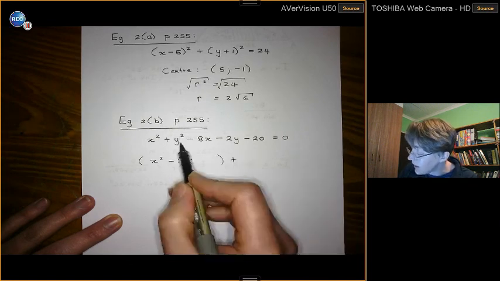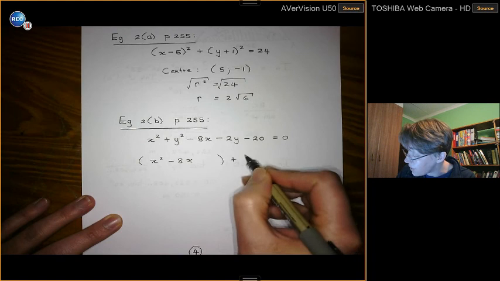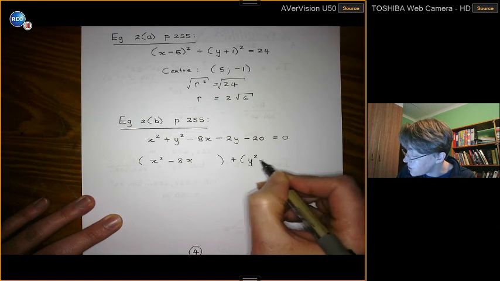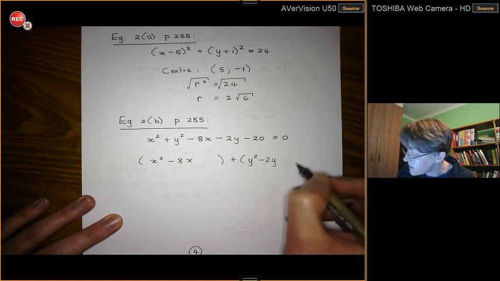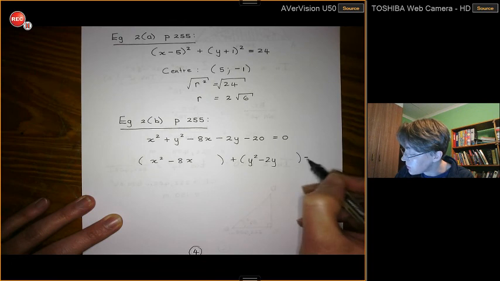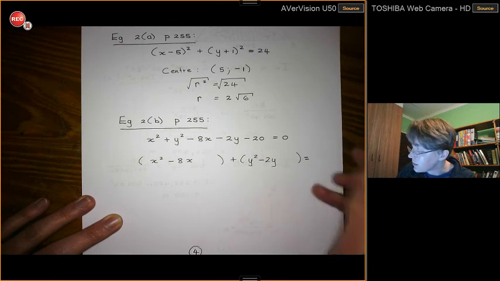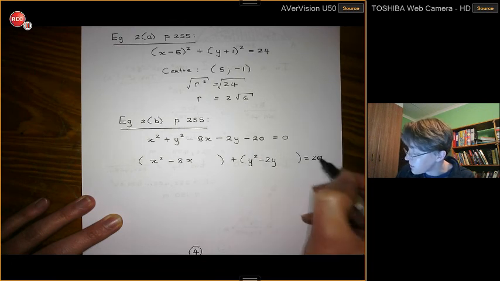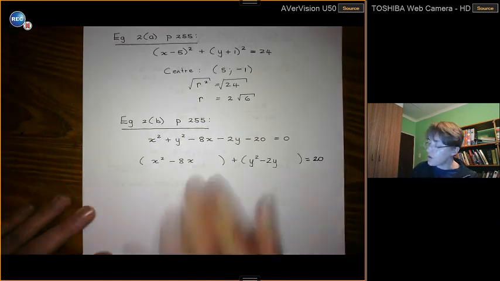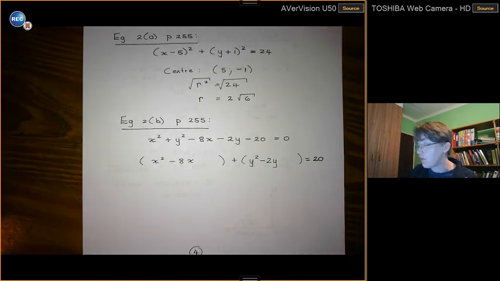Plus then, we're going to collect all of these y variables, so y squared minus 2y, and I'm going to leave a little space there for completing the square, is equal to, and that minus 20 will then go over here as positive 20. Now in order to complete the square, hopefully you still remember the formula from last year.